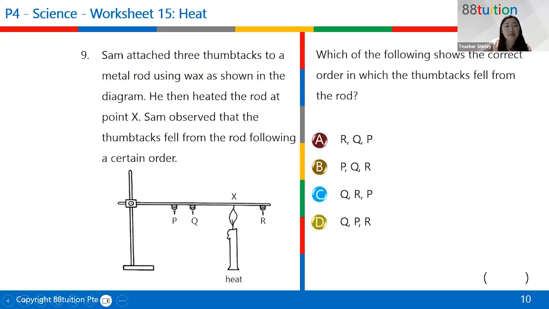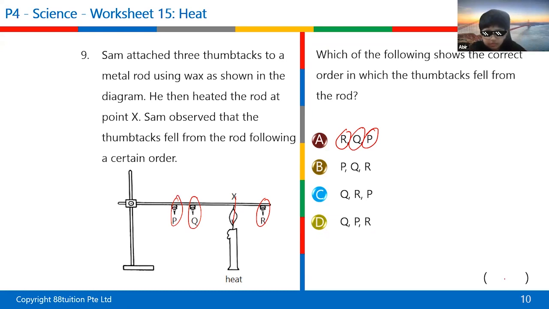Now, number 9, Sam attached 3 thumbtacks to a metal rod as shown. He then heated at point X. So which one shows the correct order in which the thumbtacks fell? Of course, it's the one closest to the heat first, right? So R first. Then, oh, actually, we only have one answer. R, then Q, then P. Okay, great. Well done.